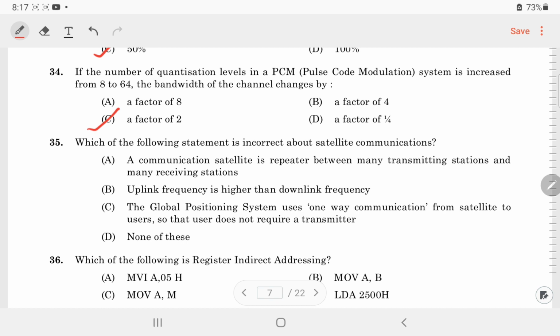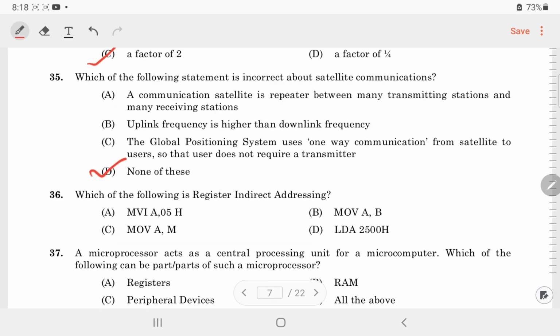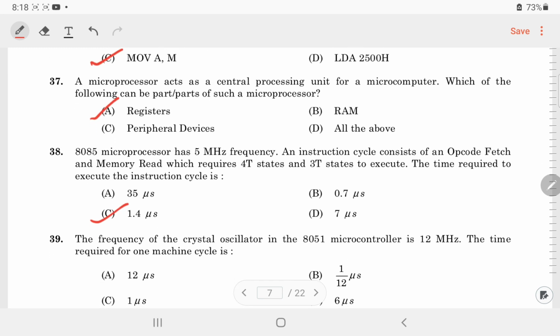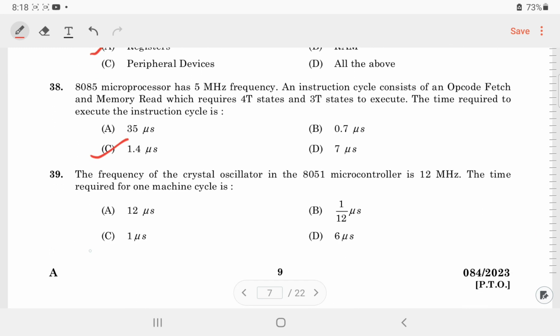Next question. Question number 35. The answer is option D. Which of the following register indirect addressing? Question number 36. That is option number C. Move A, M. Question number 37. The answer is option A. Question number 38. The answer is option number C. Question number 39. The answer is option C.